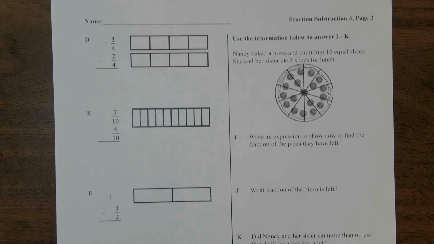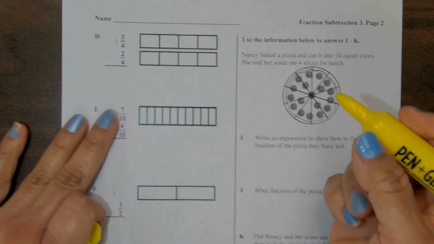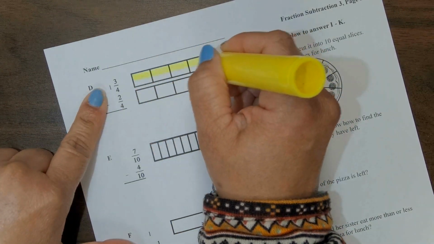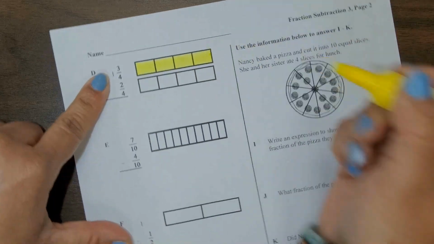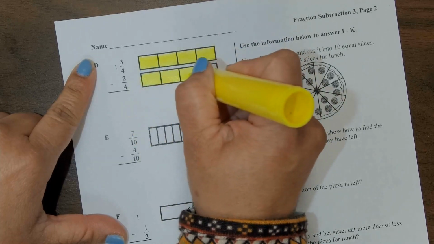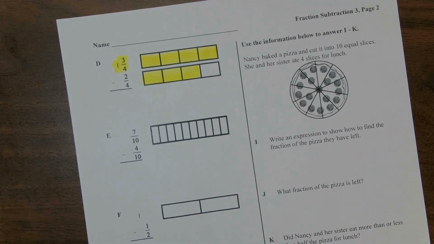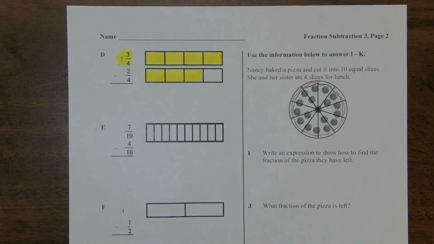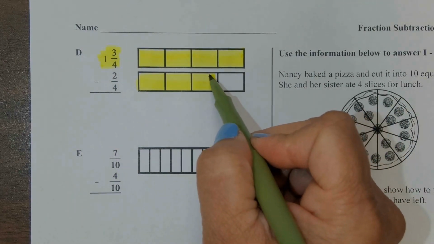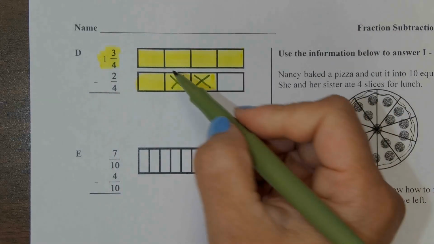On D, we have 1 3/4 minus 2/4. Let's shade in our 1 whole. Remember, when you're subtracting, your denominators stay the same. This is what I'm representing, 1 3/4. Now I'm going to take away 2/4. Take away 2/4, 1/4, 2/4. My answer is 1 1/4.